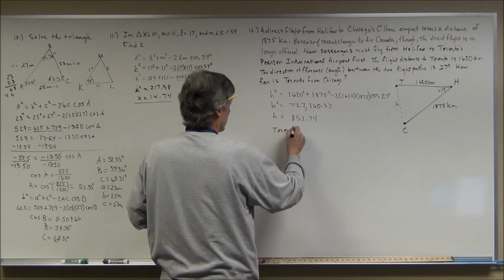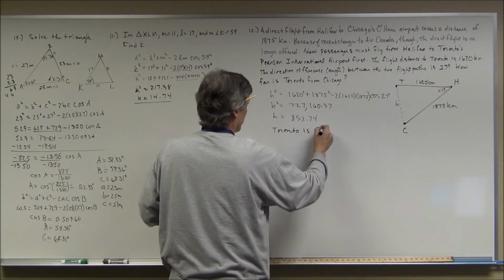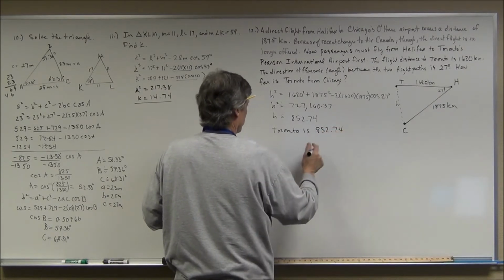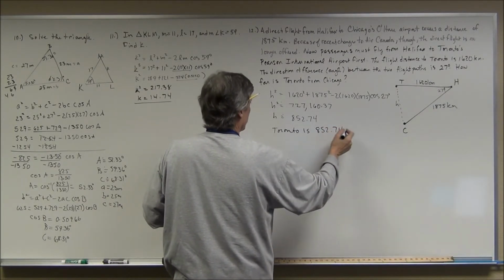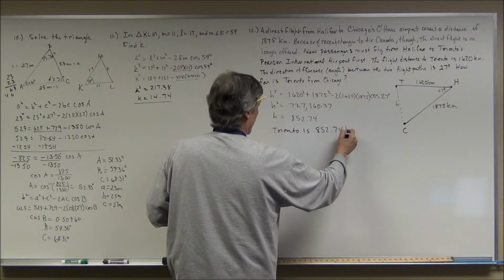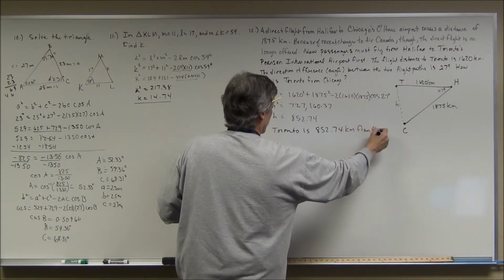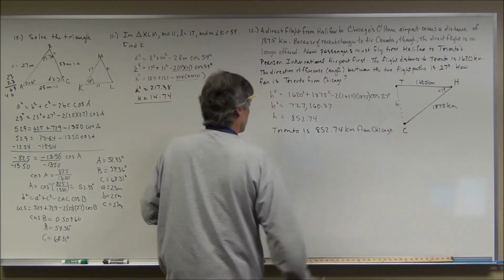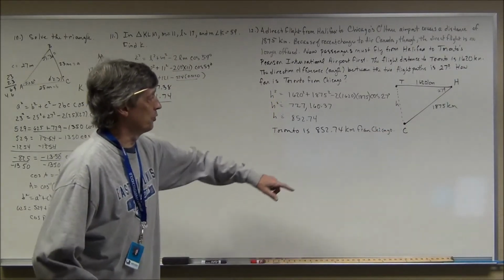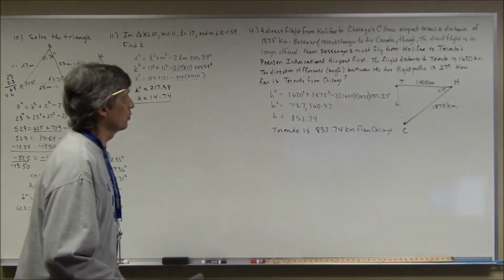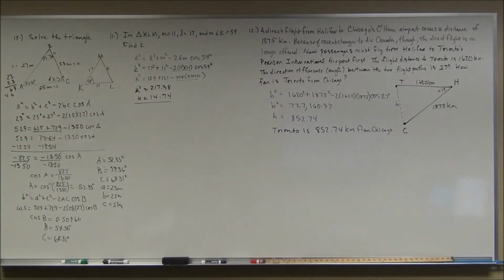Toronto is approximately 852.74 kilometers from Chicago. If it's a story problem, write the answer out in a short sentence. Your teacher will appreciate it, and don't forget your units. And of course, round it to whatever they say to, and I don't think they say to anywhere in there. It doesn't say to the nearest tenth or anything like that.